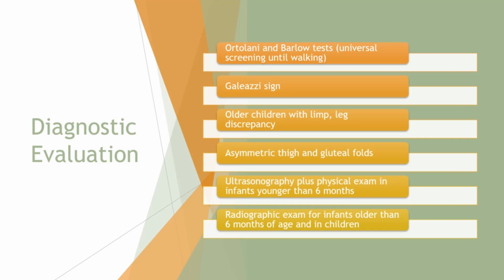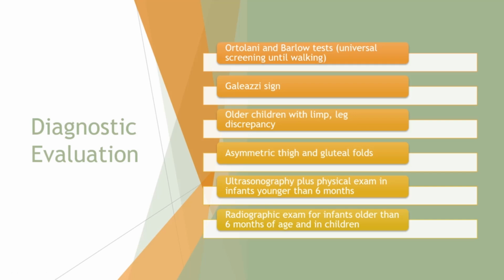So you have your Ortolani and Barlow exams or tests, which are most reliable from birth to 4 weeks. This is when the hips and knees are flexed at right angles. The middle fingers are over the greater trochanter and the thumbs are on the inner side of the thigh. If the head slips forward on pressure from behind and can be dislocated, this is a positive Barlow exam. If it's dislocated and can be reduced, this is a positive Ortolani test.